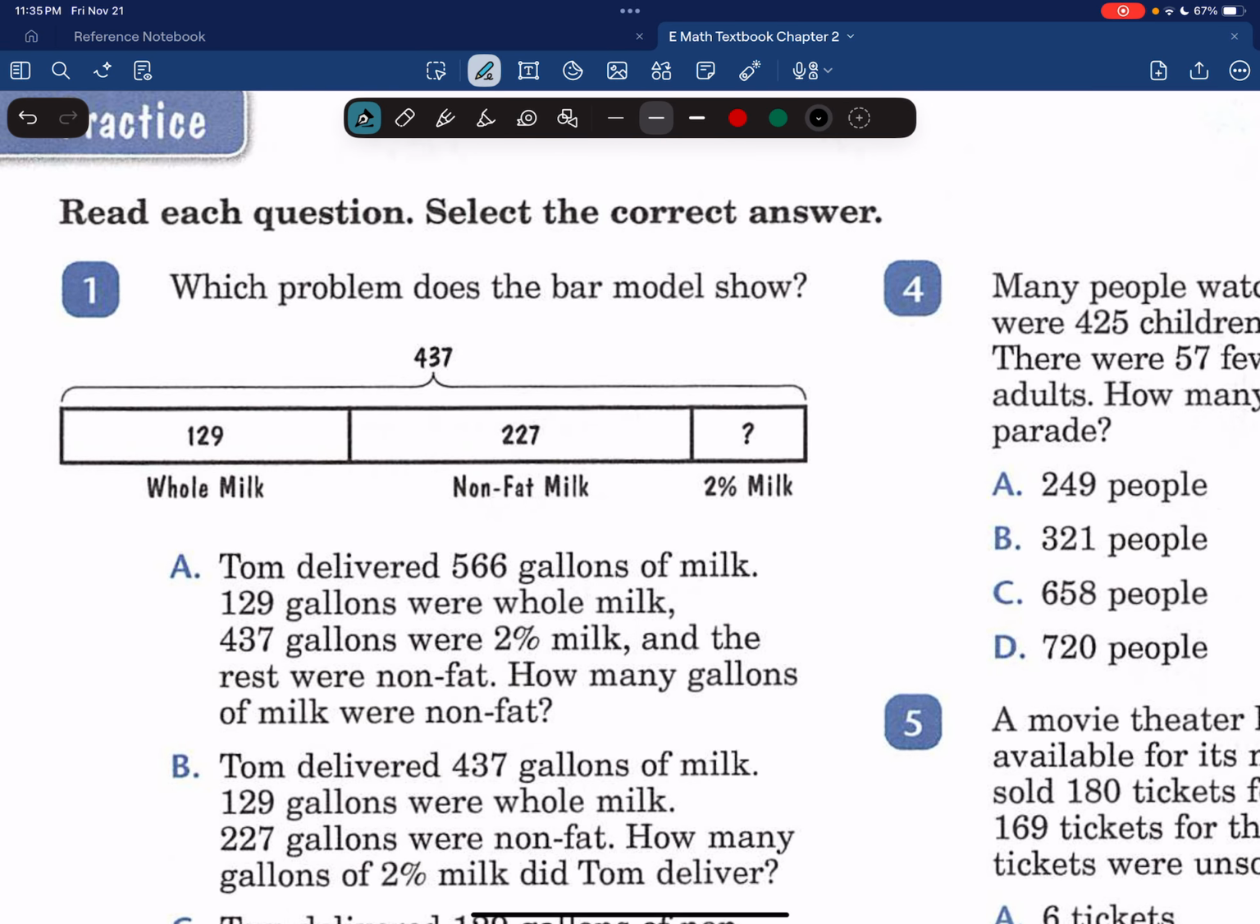Well, I've learned that this number represents a total. So I'm going to keep that in the back of my mind. And it looks like in this particular problem, we're comparing types of milk. So we have 129 whole milk, 227 skim milk or non-fat milk, and the unknown is the amount of 2% milk. So I have no idea what this story is, but let's look at our choices.